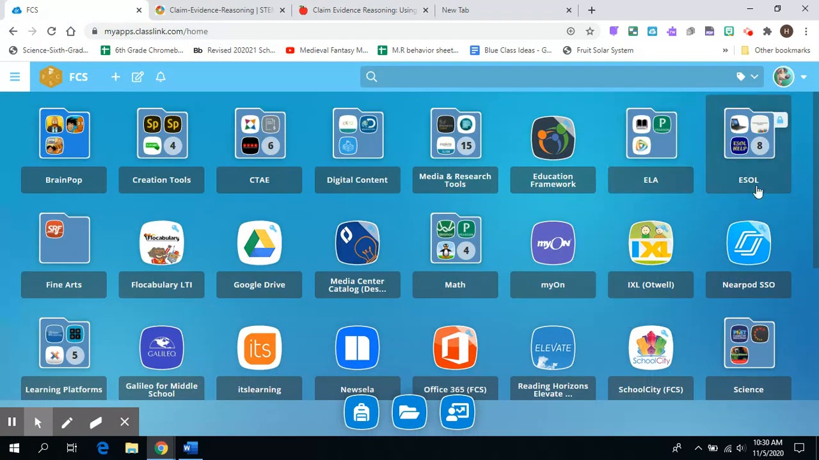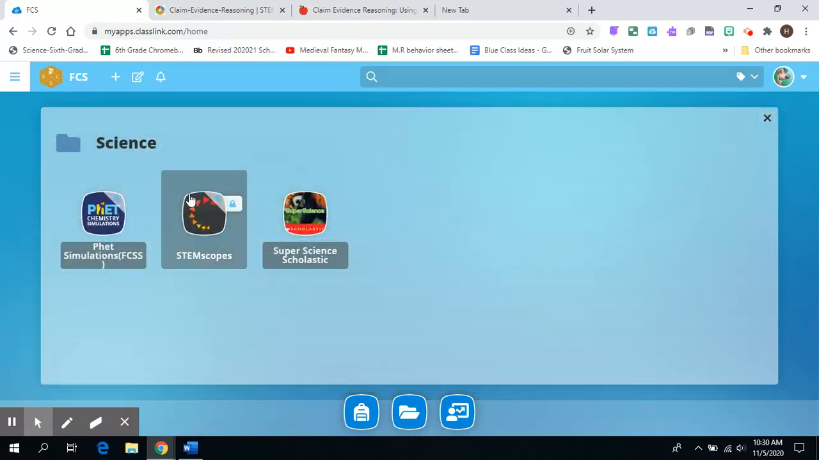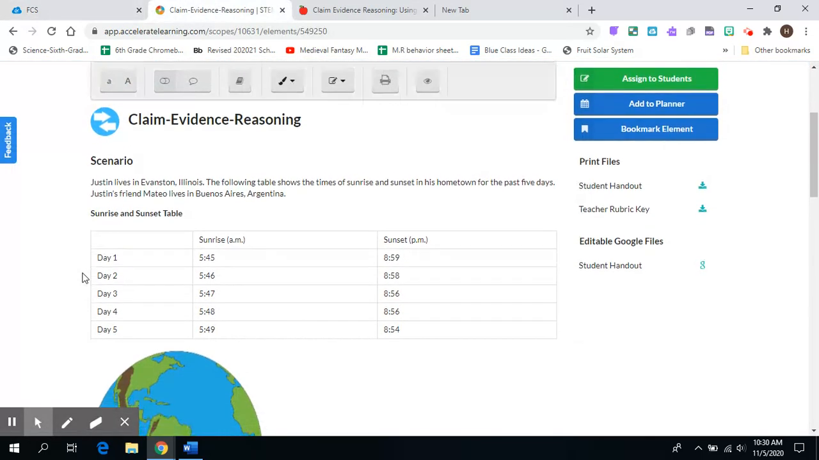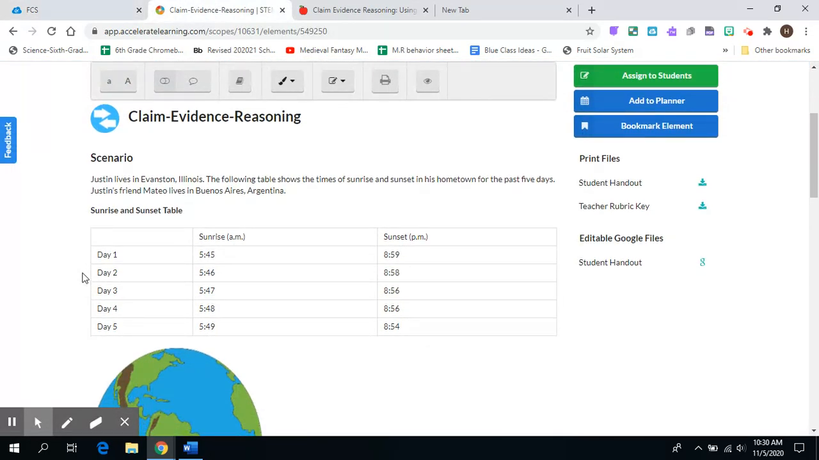So you go on the STEM Scopes page and you find the science folder. You're going to click on that, and then you're going to click on STEM Scopes. When you click on STEM Scopes, it's going to come up and you'll click on the CER link. I'm just going to go to it so I can show you what we're looking at. So go ahead and get a sheet of paper even and take some notes while we read through this.